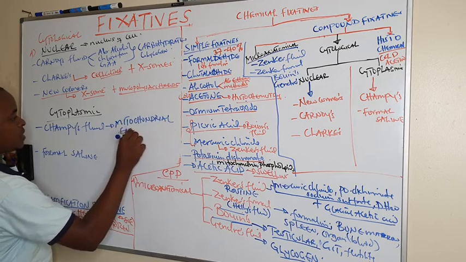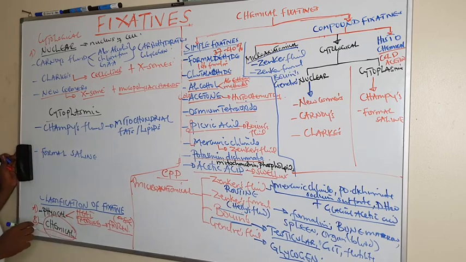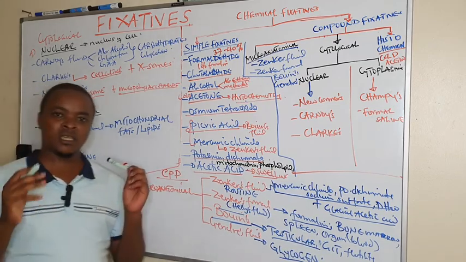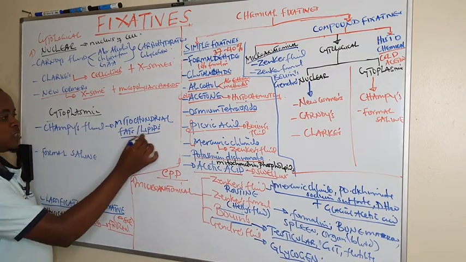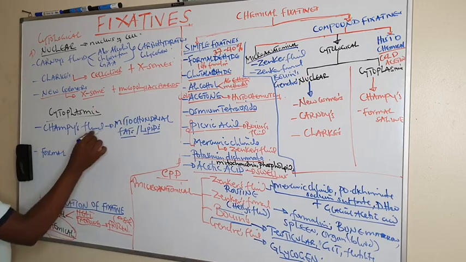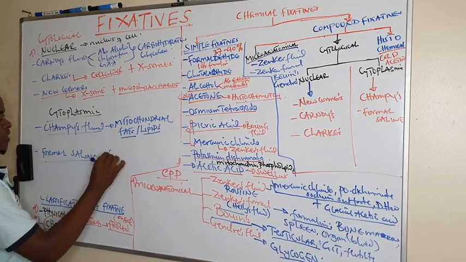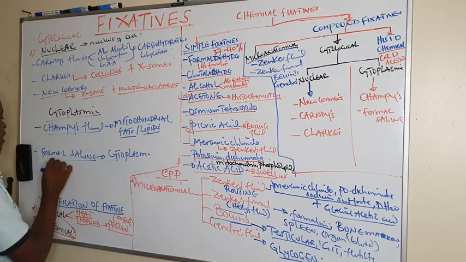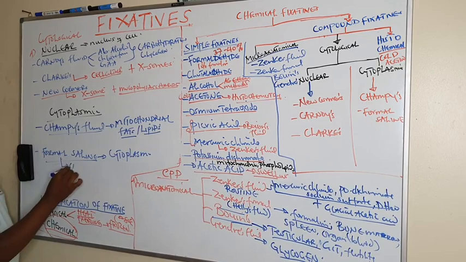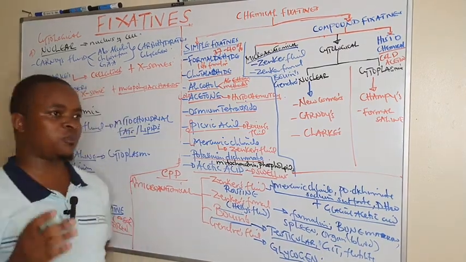Or you can call them lipids. So they are best preserved. So when you're doing histochemistry and you are interested in demonstrating the presence of fats or lipids in the mitochondria, you use Champy's fluid. Then formal saline is also good for maintaining and preserving the cytoplasm of cells. You can either use the formal saline or formal calcium. If you don't have formal saline, you can use formal calcium to preserve the cytoplasm of cells.